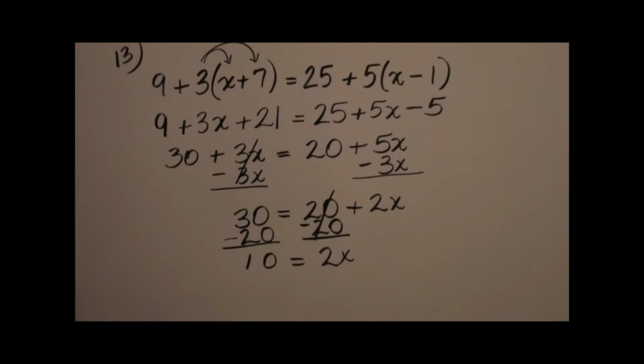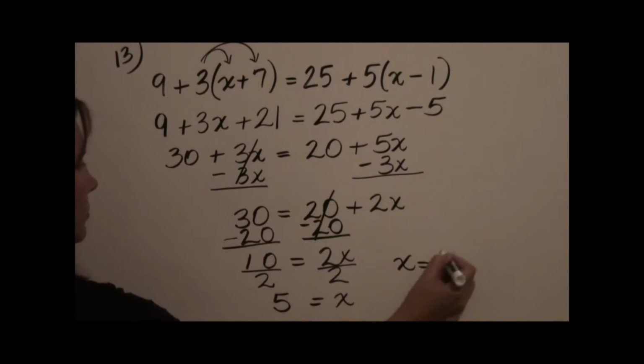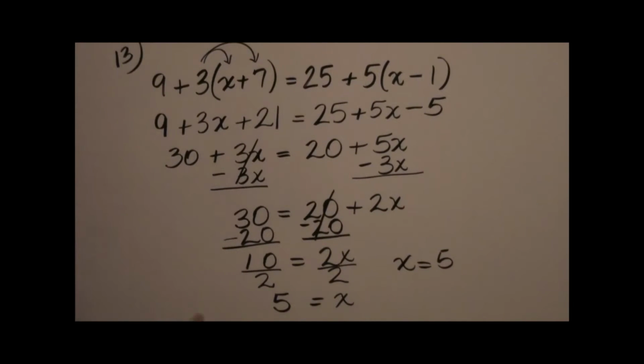Last step, I'm looking for the x. I'm thinking about what's in front of it. 2 times x, I divide by 2, and I get x equals 5. When you read that, we've got the 5 on the left. It's 5 equals x. You can turn it around and just write x equals 5 if you want to, or you can leave it with the x on the right. Either way is fine. Those two are equivalent.